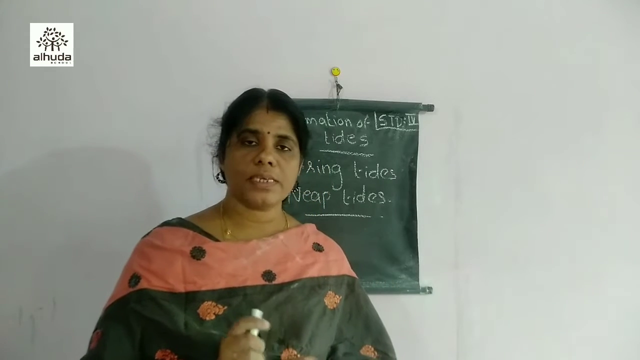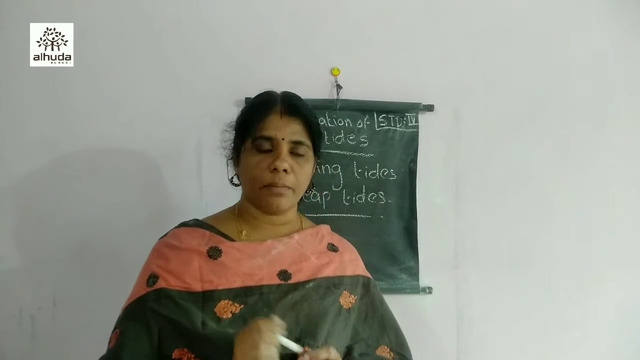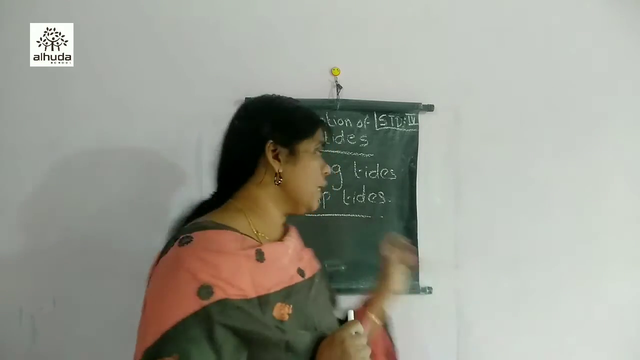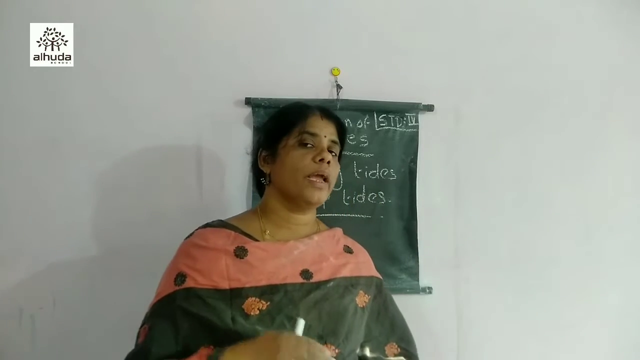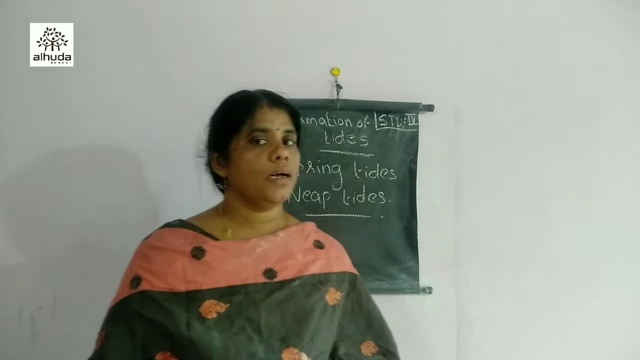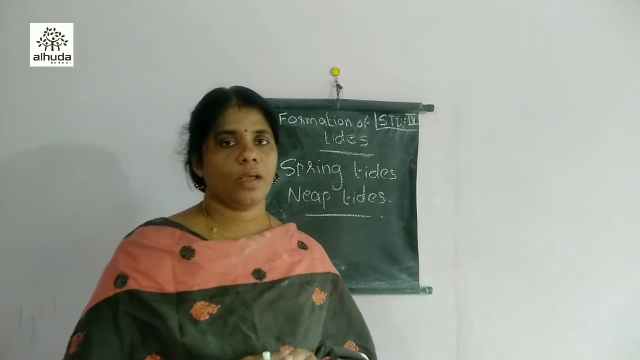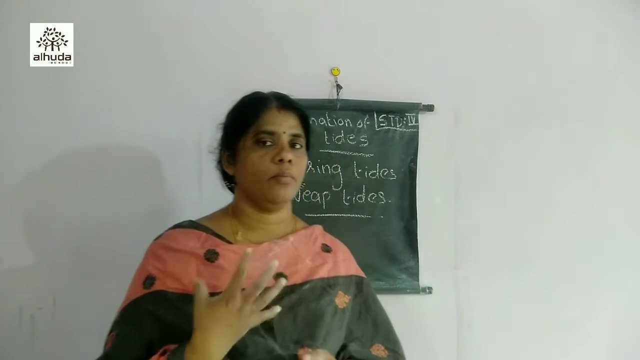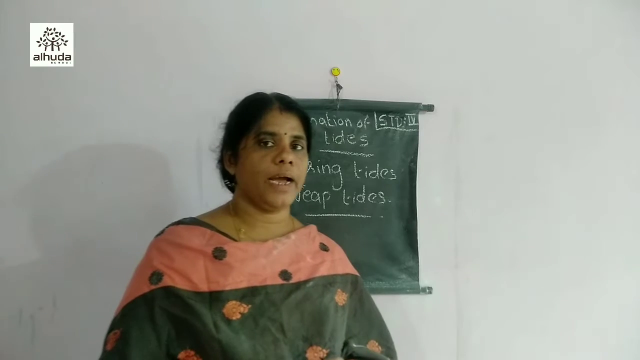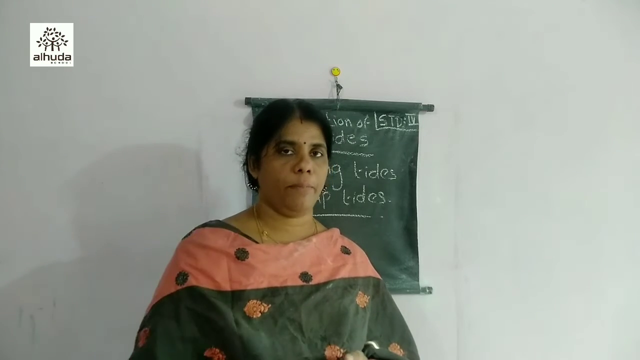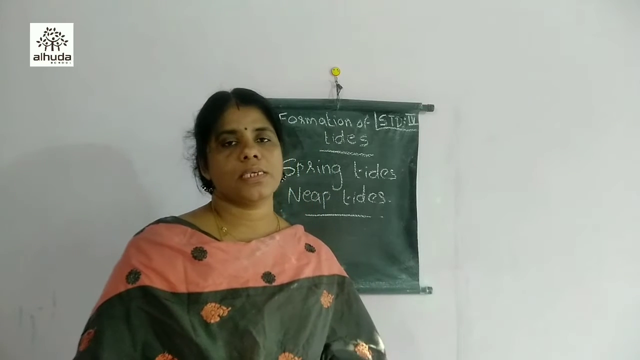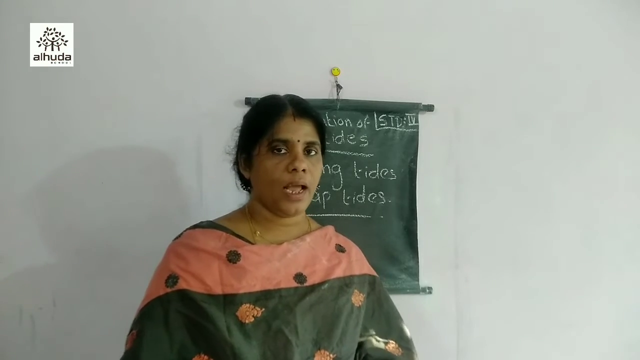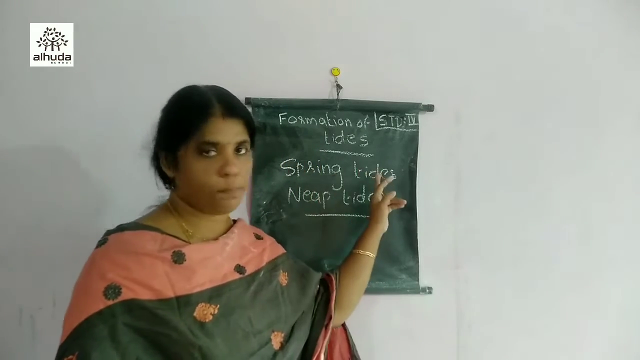The combined effect of the sun and the moon pulls the seawater much higher than usual, and that we call a spring tide. On new moon day and full moon day, the sun, Earth and moon come in one line, and there is a combination of the pulling of the sun and moon, and due to that high tides happen. Due to the combined pulling of the sun and moon, these large tides are called spring tides.